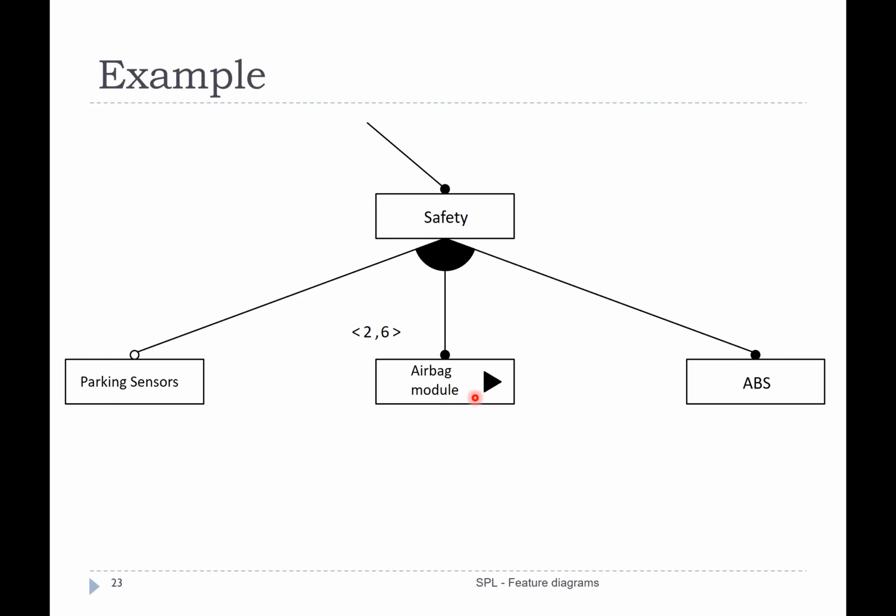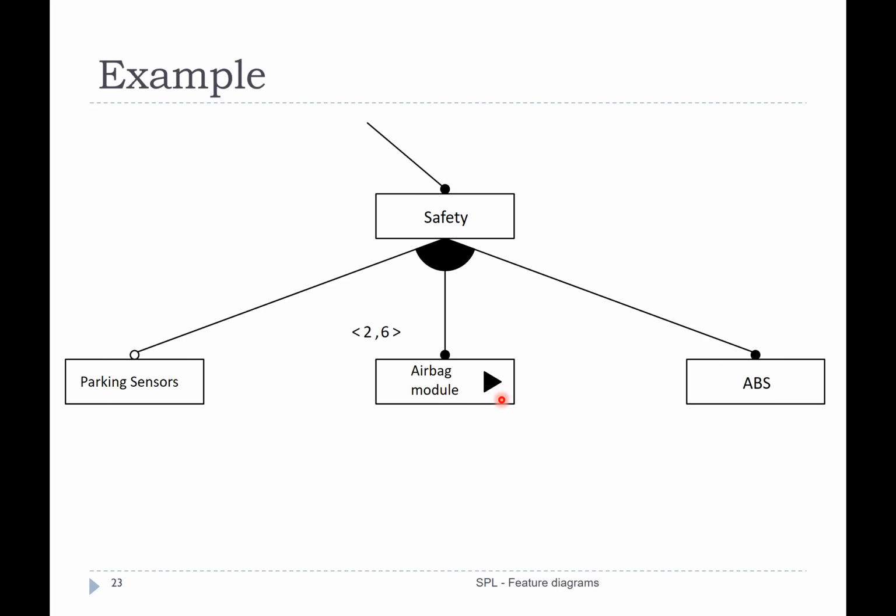This actually means it's like a hyperlink. Okay. So the airbag module has within it a number of features. But usually for diagram comprehension purposes, so that the diagram is not too big and doesn't get too cluttered, we have this little play button, which means a hyperlink button, and you click on it, and it's supposed to take you to a different diagram, and it shows you the entire set.